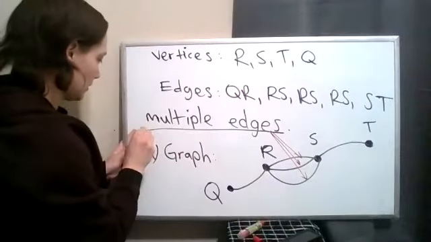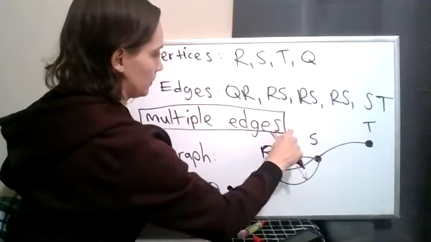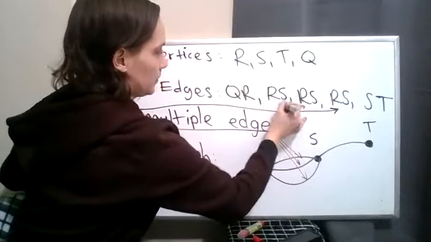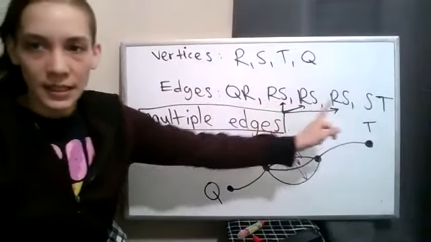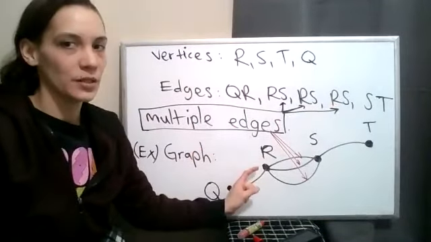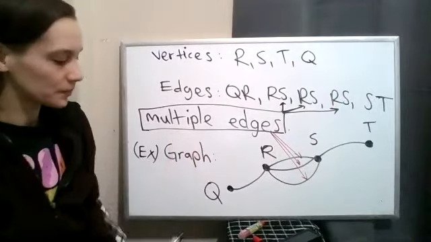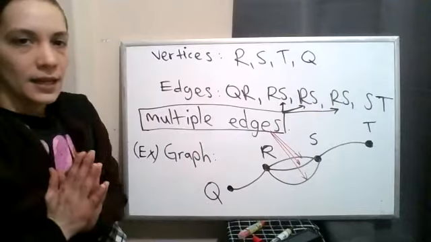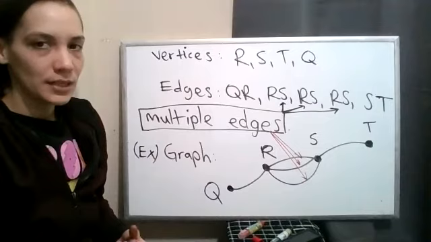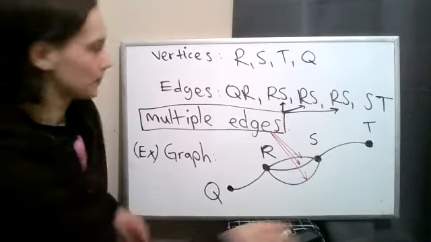So when it's listed multiple times, there are multiple edges, or if there's a connection between 2 vertices more than once, those are multiple edges. And this is really just a side note that if a graph has no loops and no multiple edges, then it's a simple graph.